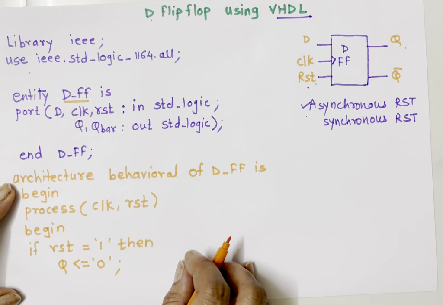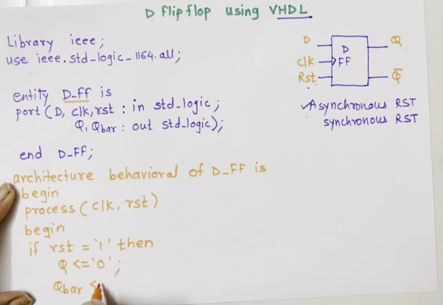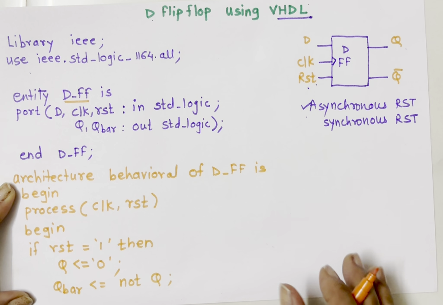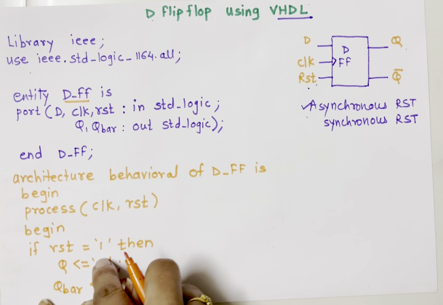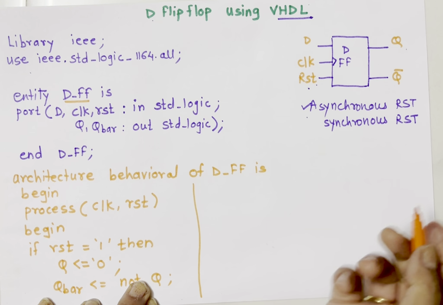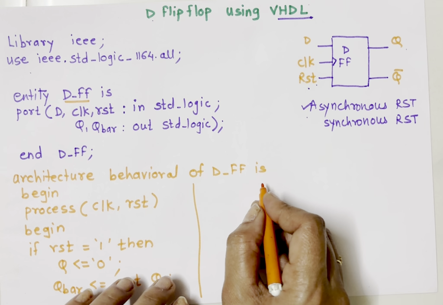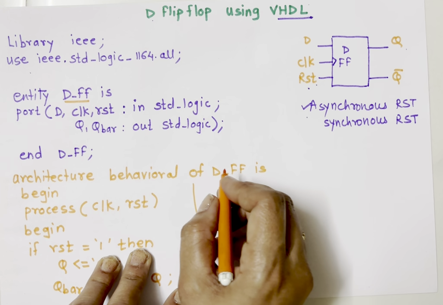Then, as soon as I press reset, my Q will become 0. And what about Q bar? Q bar is not of Q, the complement of Q. As soon as reset becomes 1, the output will become 0. That's it. Remaining code: if the clock comes, then what will happen? After this, you need to continue.